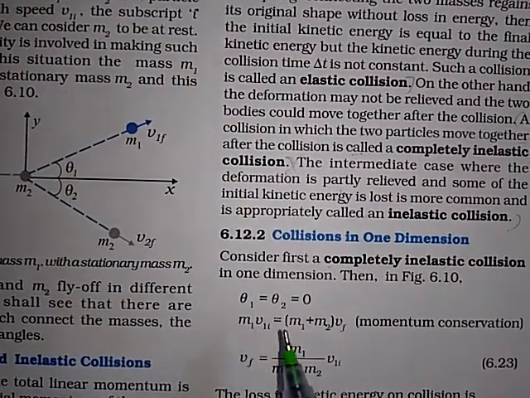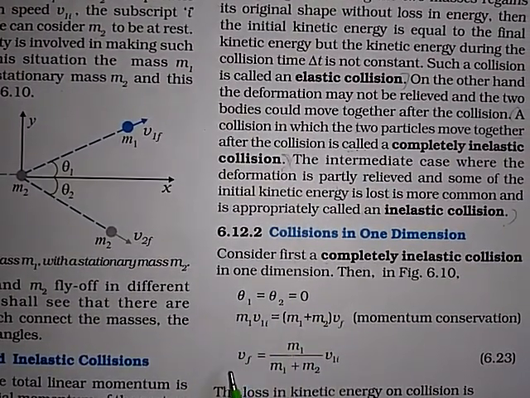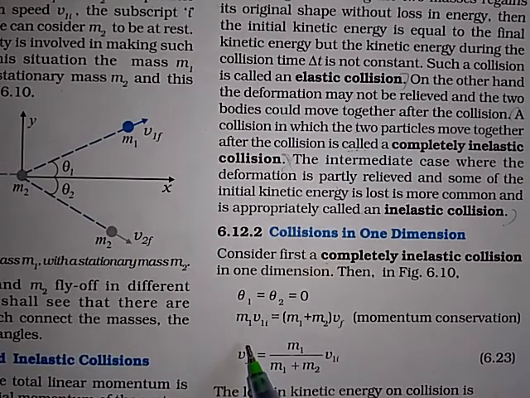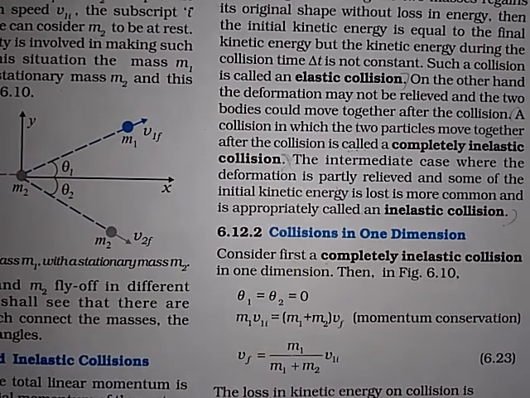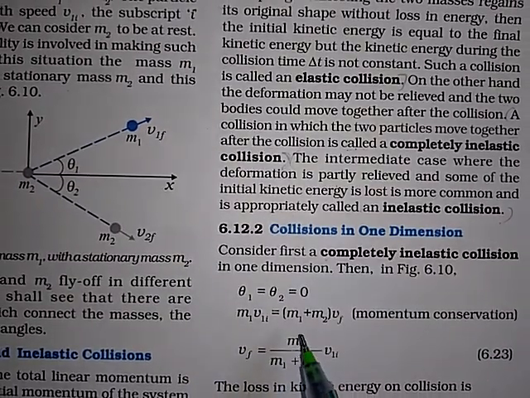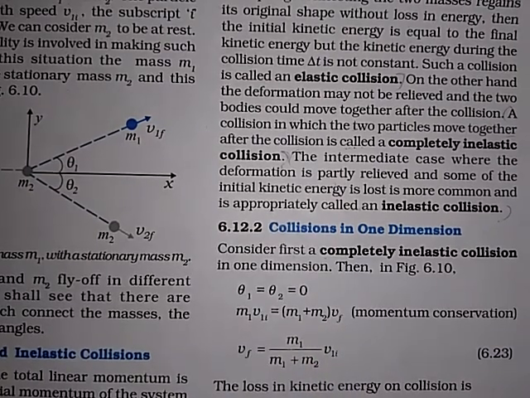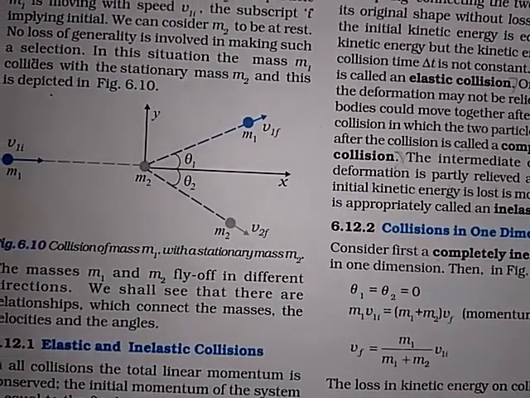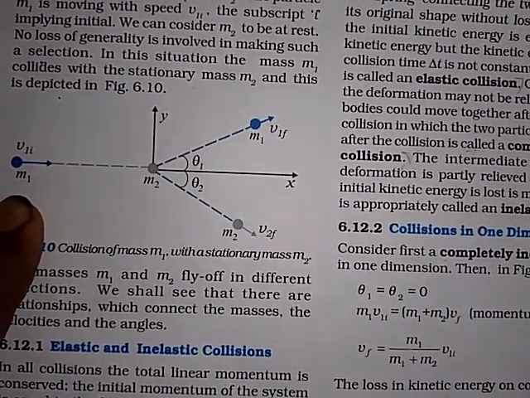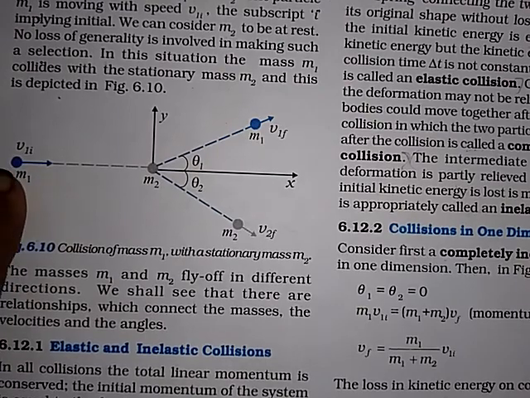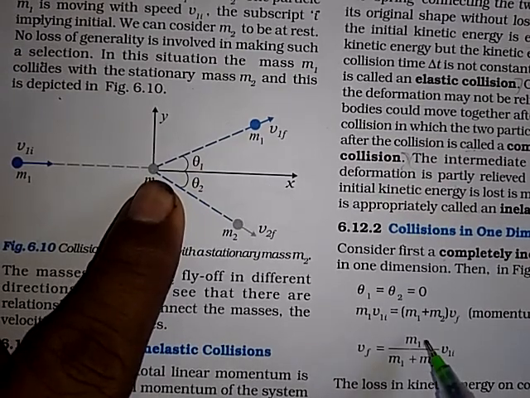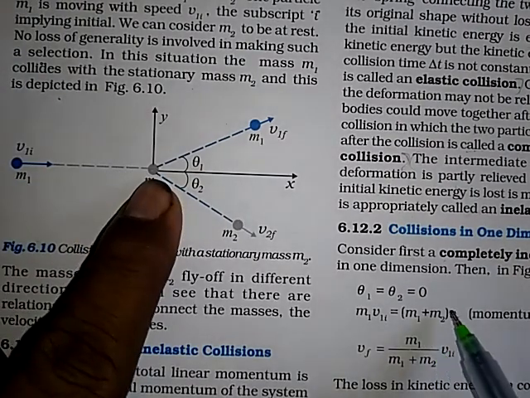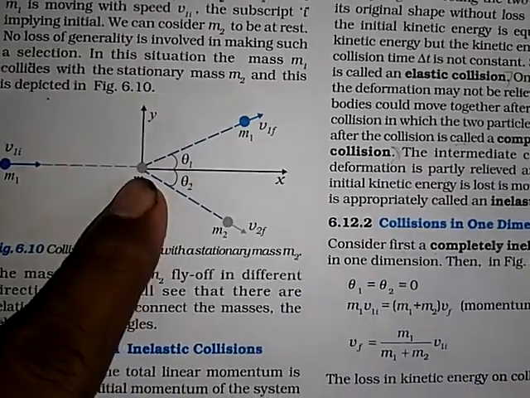So theta 1 equal to theta 2 equal to 0. We know by momentum conservation, M1 V1I is equal to (M1 plus M2), the total mass, into Vf. Initially, if you look into the diagram, it is M1 V1I, but once it strikes the second mass, it should be equal to (M1 plus M2) into Vf, where Vf is the final velocity.